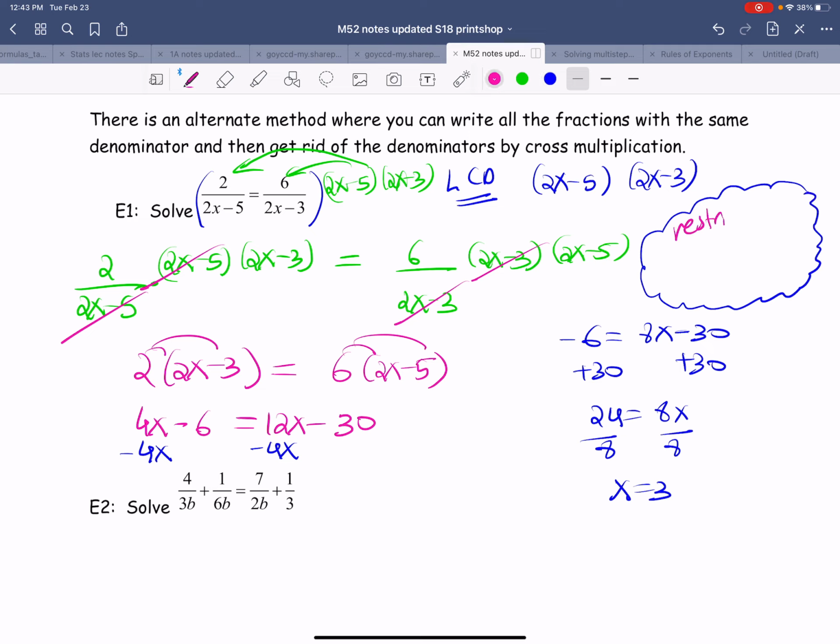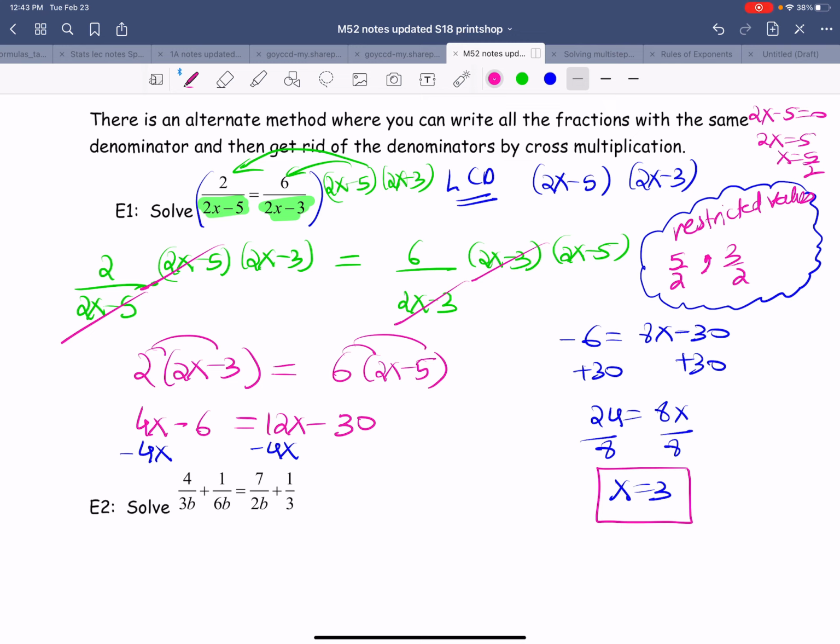How do we find the restricted values? Restricted values are the ones that will make my denominator 0. So what value of x will make this denominator 0? That would be 5 over 2. How do you find that out? You can set that denominator equal to 0 and solve for x. And in the same way, we can look at the next denominator, 2x minus 3. That would be 3 halves. That will make my denominator 0. These are the restricted values. And the solution I got is not one of those. So that means this is our solution.